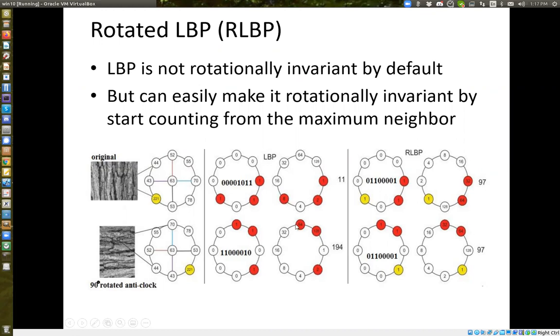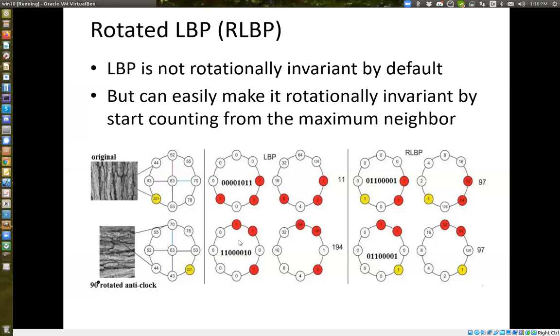So basically what we do here, in this example, I have this original patch, and the center is compared with its neighborhood, right? Now if I rotate it, you see this 55 rotated to here, right? And this 52 here, originally at this position. So you can say it's rotated by 90 degrees counterclockwise, and this 52 rotates to here, again by 90 degrees counterclockwise.